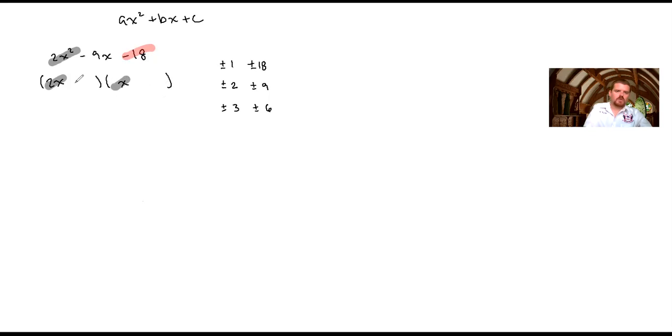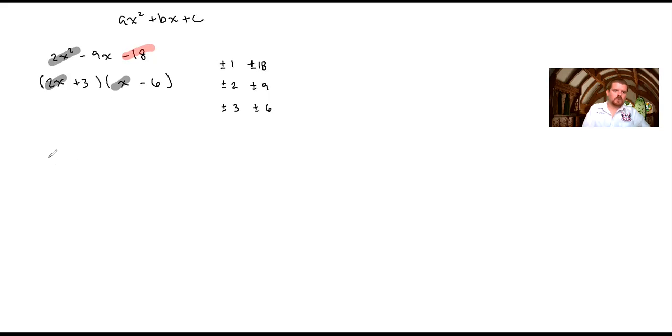So let's try 3 and 6. I'll do 2x plus 3 and x minus 6. 2 times negative 6 is negative 12. 3 times x is 3x, and negative 12 plus 3 is negative 9. So this is the quadratic factor. Now that only took 3 tries of just trial and error. If I had a larger C term, let's say that was 36 or 64, then you could have up to 10, 20 different factors that you could potentially have to check. So it's not the most effective method, but it is a method to do this.